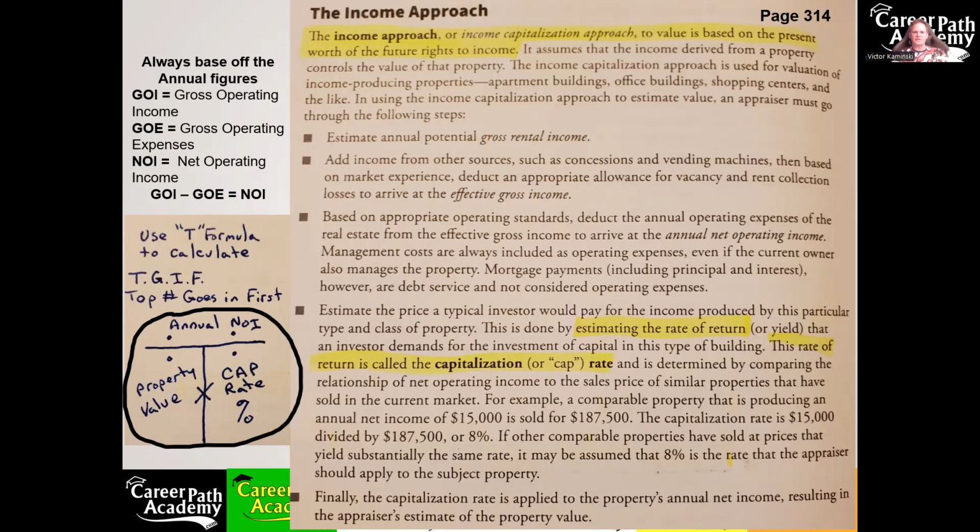All right. And then once you have these figures, you could plug them into the T formula. The annual net operating income, the annual NOI, goes on top of the T formula, the property value on one side and the cap rate on the other. Okay, so any two of these three figures you need in order to figure out the other. Like if you have the annual NOI and the cap rate you want to achieve, you could figure out the property value or offer you want to make on it. But if you have the annual NOI and the property value, you could figure out the rate of return on an investor's money, that cap rate.